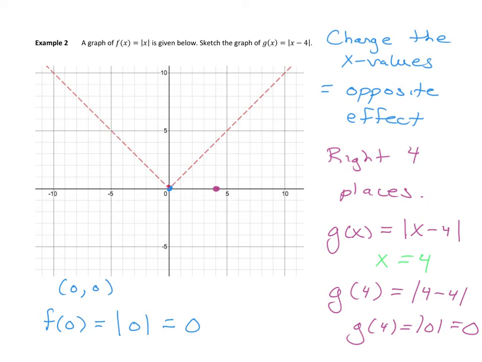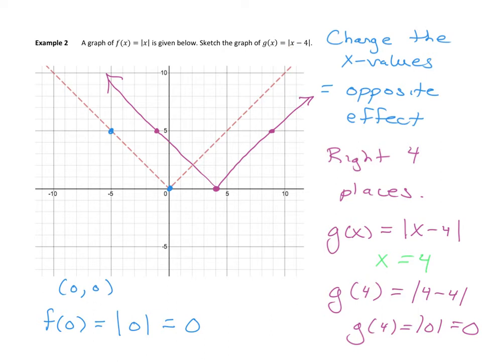So not only does this point go 4 places to the right, every point on this graph is going to go 4 places to the right. So we just need a couple others to work with. I think maybe I'll take this point and move it 4 places to the right. So it goes over 1, 2, 3, 4. We get this spot here. And then this point goes 4 places to the right, so 1, 2, 3, 4, and we get this point here. And the entire graph moves in this direction, and so this is the graph of g of x is equal to the absolute value of x minus 4.